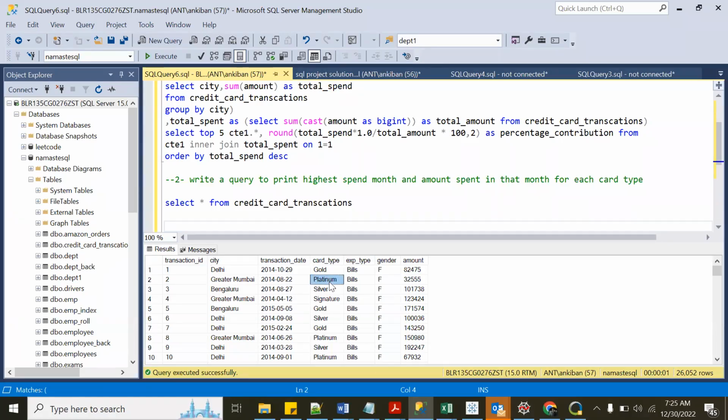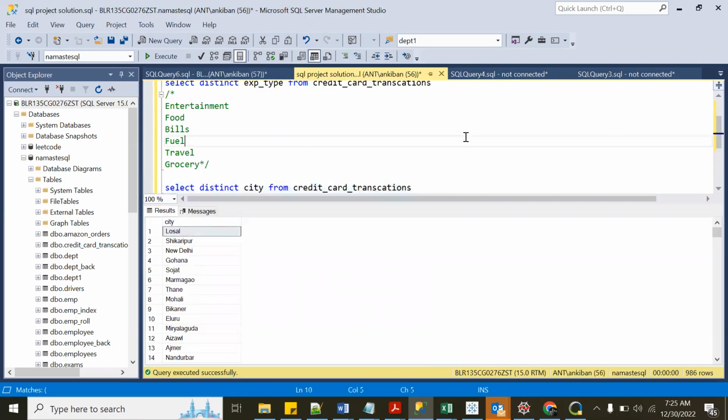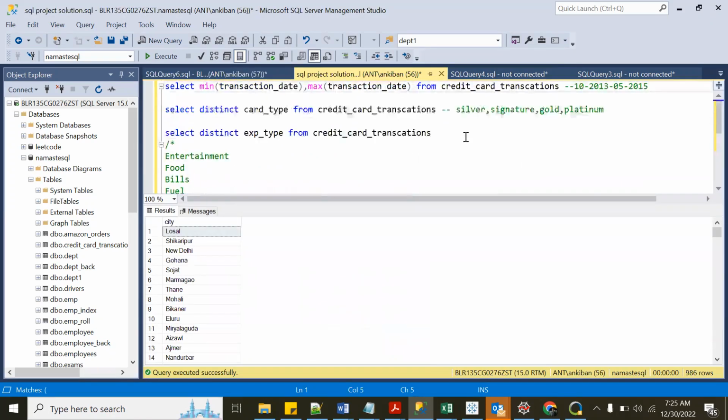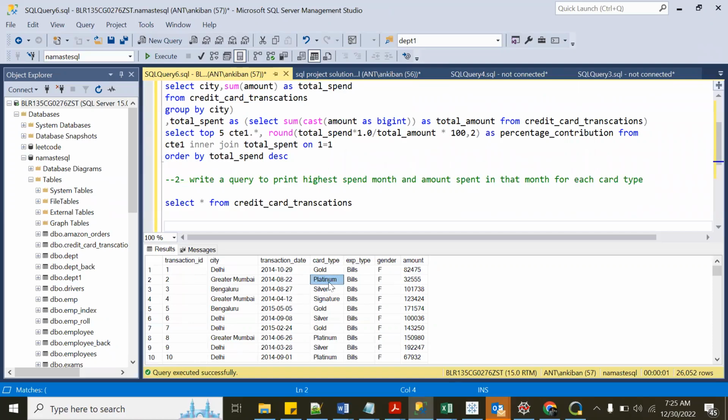And how much spent was there. So we saw that we have data from October 2013 to May 2015, right? So we have to find for which month there was highest sale for each card type. For gold, which month had the highest sales, right? For platinum card type, which month had the highest sale? For silver, which month had the highest sale, right?